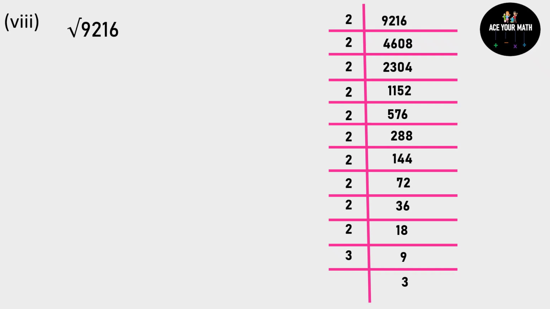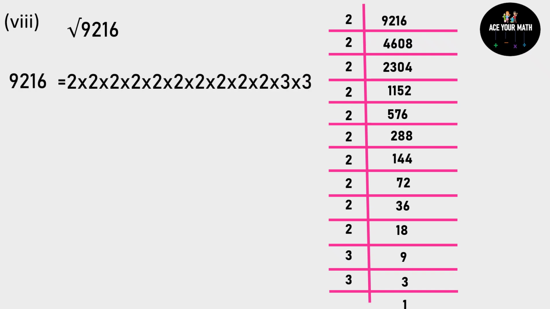9 is not divisible by 2, so it is divisible by 3. You get 3 as the quotient. Now again divide 3 by 3, you get 1 as the answer. Now write 9216 as a product of all these prime factors. Next step is pairing. Form the pair of similar factors.